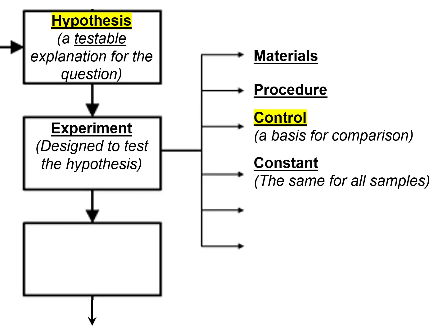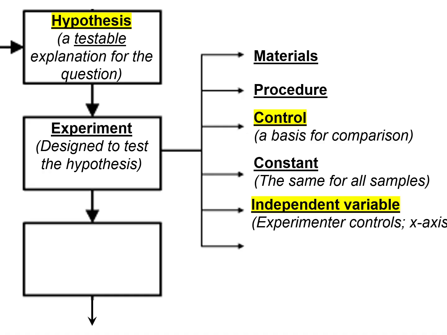The other one that people confuse with control is constant. Constant is going to be the same for everything that is involved in this experiment, including the control. Then we have the other two terms that people tend to get a little bit mixed up. We have the independent variable. This is the one that the experimenter gets to control. They get to make decisions about it.